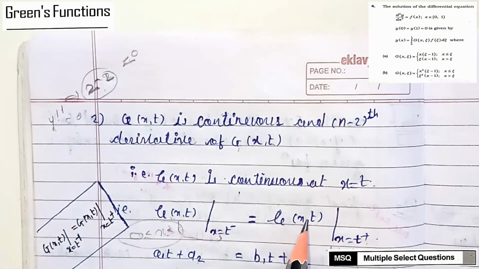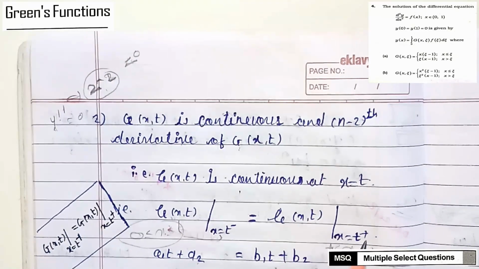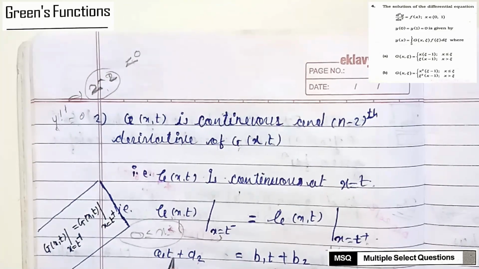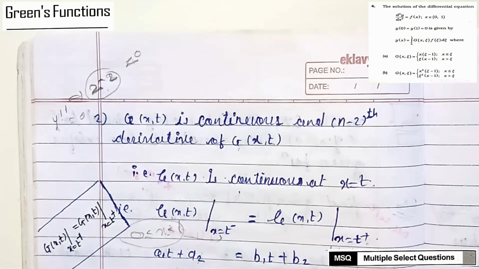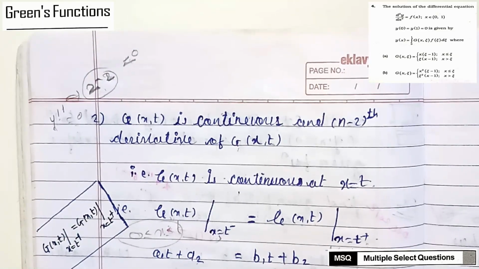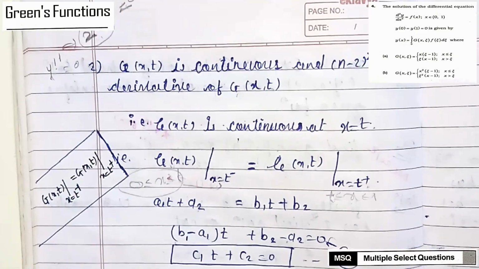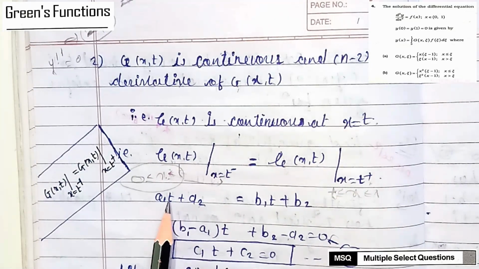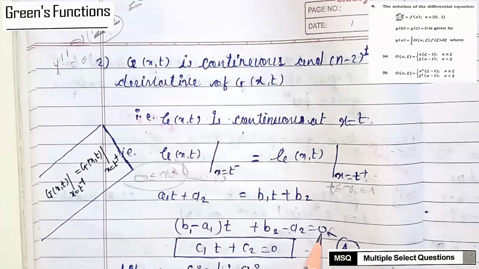And in g(x,t) we need to replace x by t here. So g(x,t) is a1x + a2, and x by t means a1t + a2. And similarly here b1t + b2. Now go for the other values of a1, a2, b1, b2. Take these two terms to one side. We get (b1 − a1)t + (b2 − a2) = 0.